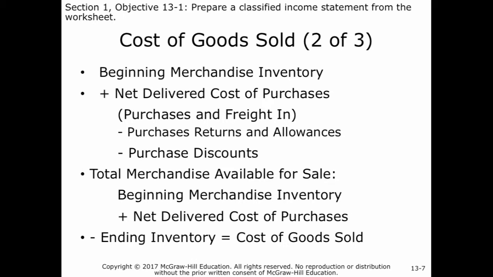Once you do that, then we must subtract any purchase returns and allowances, and also subtract any of the purchase discounts. Now, when you make these calculations, this is not going to get you to cost of goods sold. This is only determining the net delivered cost of purchases. To determine the cost of goods sold, you will subtract the ending inventory at the end of the period. So remember that the cost of goods sold section contains information about the cost of merchandise that was sold during the period.